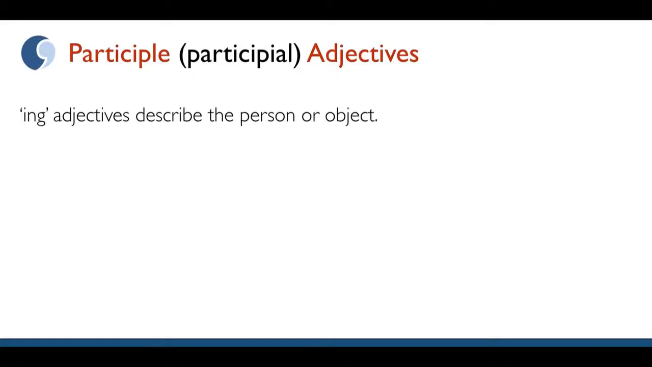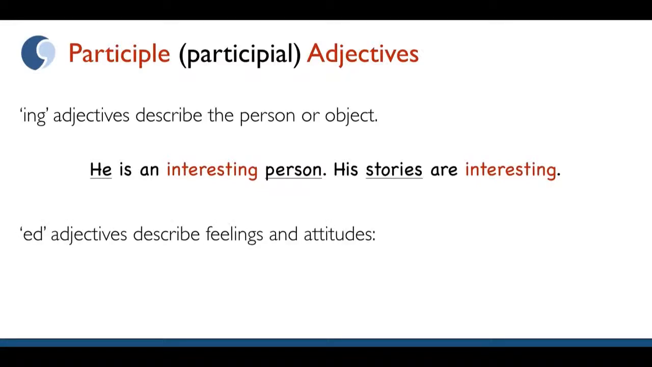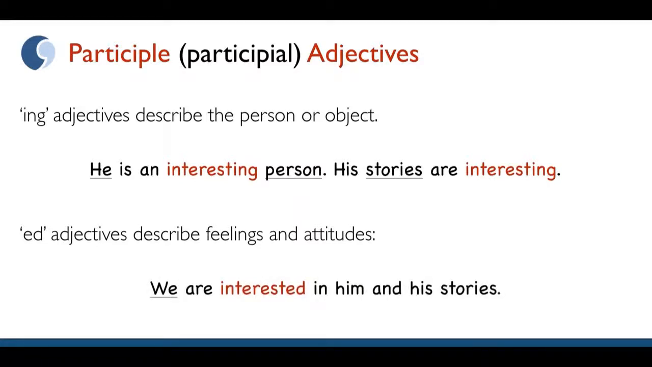Usually, ing adjectives describe the person or object. For example, he is an interesting person. His stories are interesting. Ed adjectives describe feelings and attitudes of people. For example, we're interested in him and his stories.